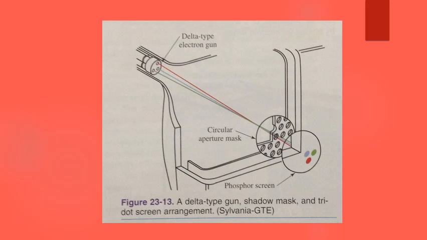The screen is filled with hundreds of thousands of dots containing the colors red, blue, and green. In between the electron gun and the color producing screen, the 3 electron beams are focused through an aperture or shadow mask, figure 23-13. This shadow mask ensures that the electron beam strikes the dots properly.